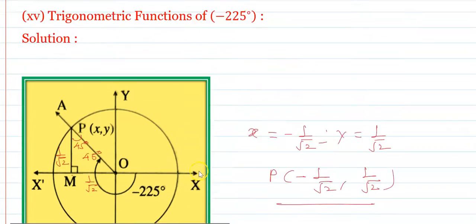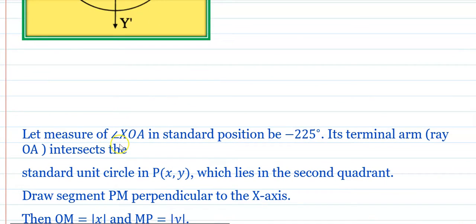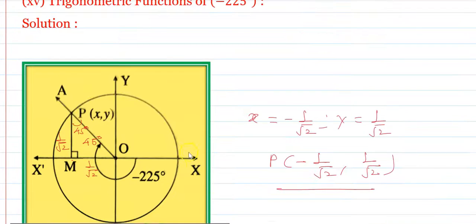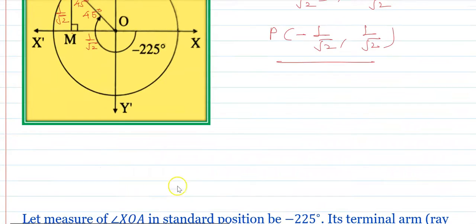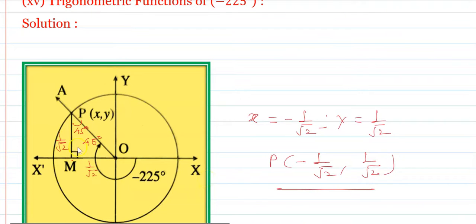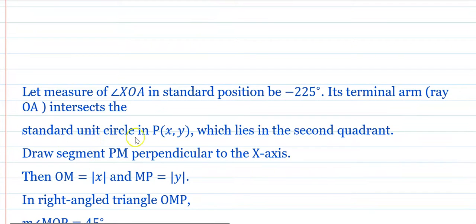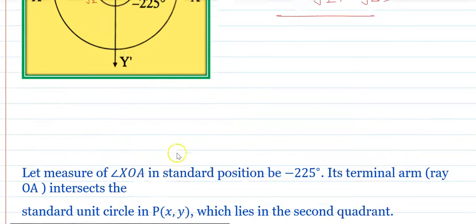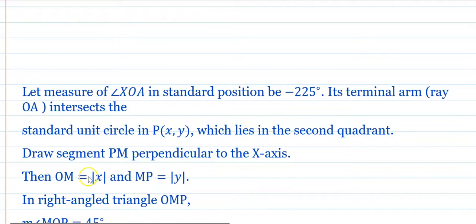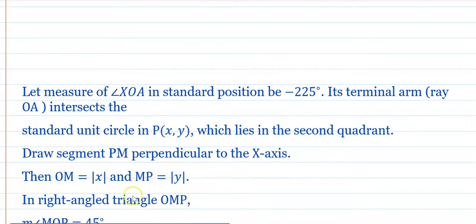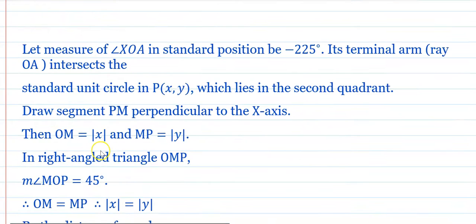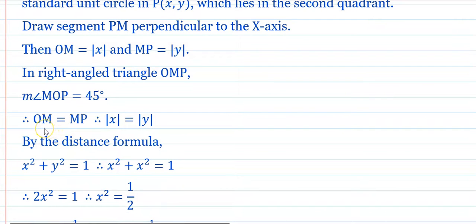Now for the standard form, let the measure of angle XOA in a standard position be minus 225. Its terminal arm intersects the unit circle at the point P, which lies in the second quadrant. Draw PM perpendicular to the x-axis. Mod of OM is equal to mod of x, and PM is equal to mod of y. In the right angle triangle OMP, OM is equal to MP, that is mod of x and mod of y are equal. It's a right angle isosceles triangle.